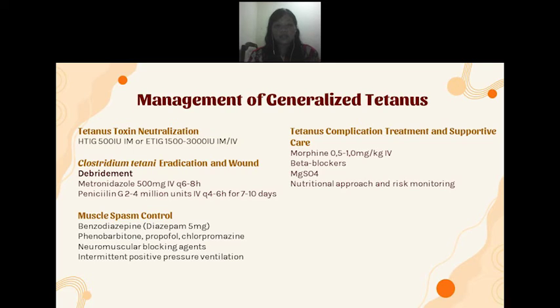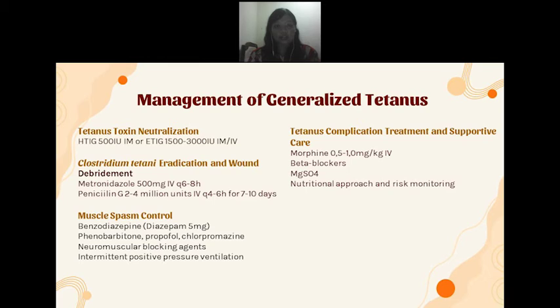Some complications may appear in generalized tetanus cases, namely cardiovascular instability like hypertension and tachycardia that are mainly caused by the sympathetic reflex increase. Continuous intravenous administration of 0.5 until 1 mg per kilogram morphine per hour is very useful for cardiovascular stability.